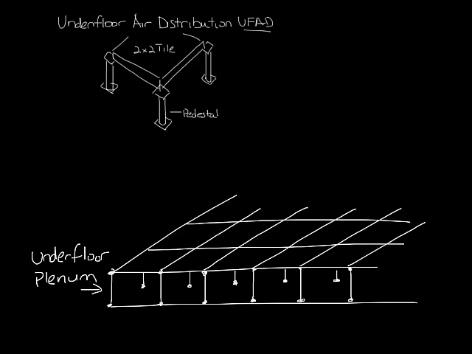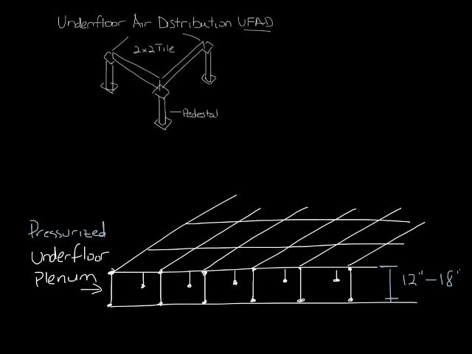Typical heights of the raised floor are between 12 and 18 inches. If you go lower, it's hard to put equipment under the floor. If you go higher, it can add to the height of the building. In a UFAD system, you pressurize the plenum space between the raised floor and the subfloor. Diffusers designed for underfloor systems are used to supply airflow to the space above. We've actually seen some UFAD systems that use VAV boxes and ductwork under the floor, but that's not very common, and we're not going to cover that here.